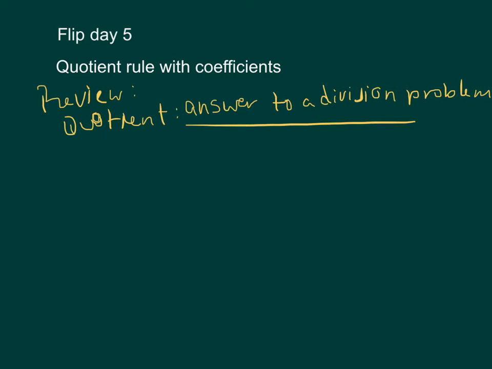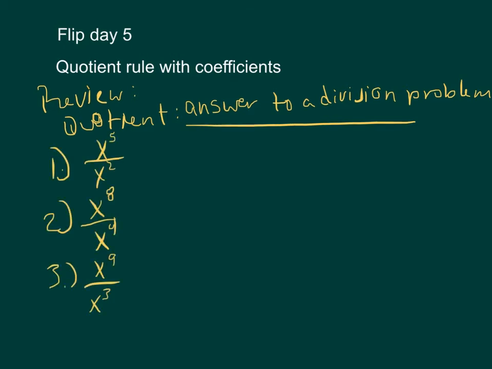Okay, what I want you to do is take a second and complete the 3 review problems on your worksheet. Okay, so here are your 3 problems. X to the 5th over x squared. So you could have done this a few different ways. I'll show you all 3.